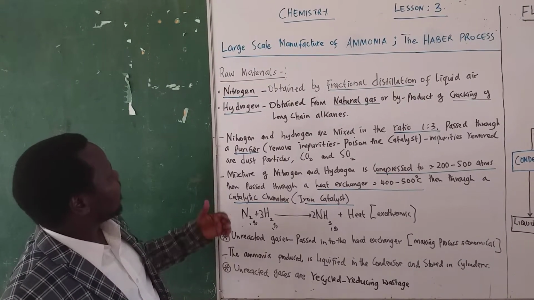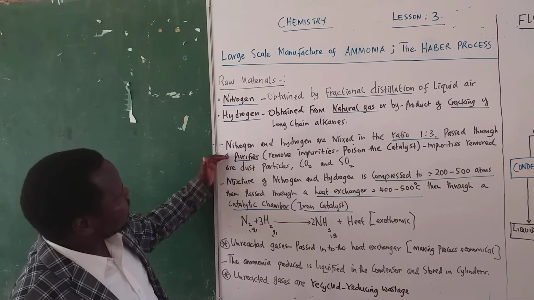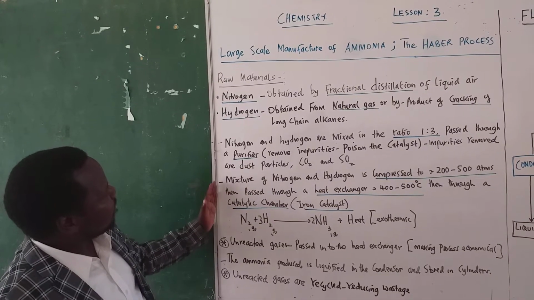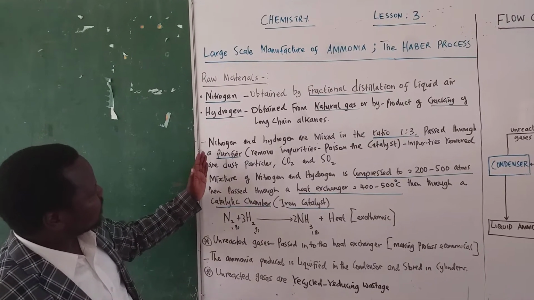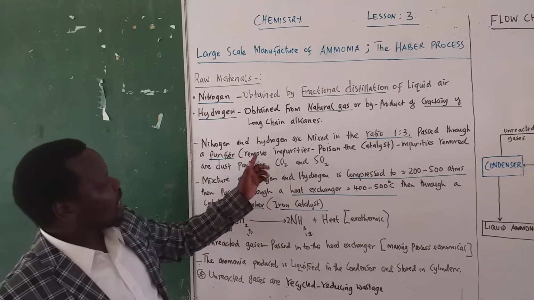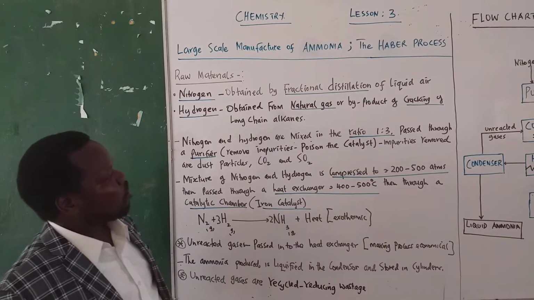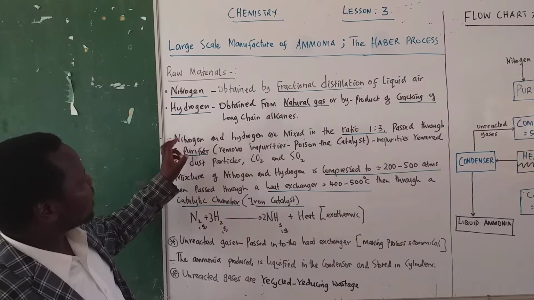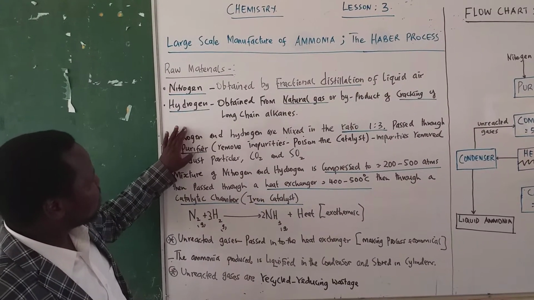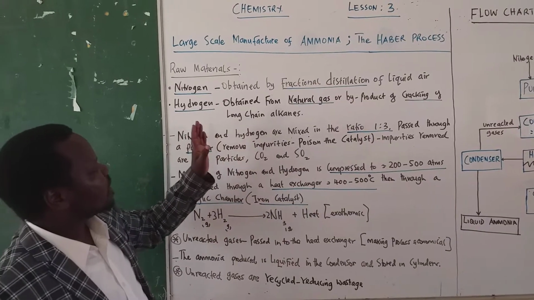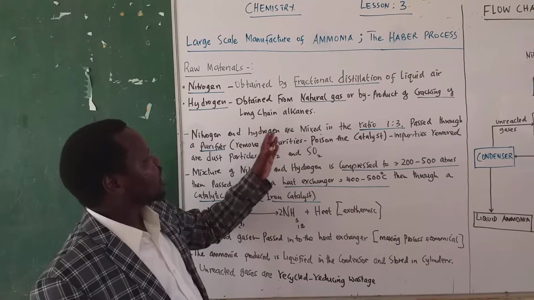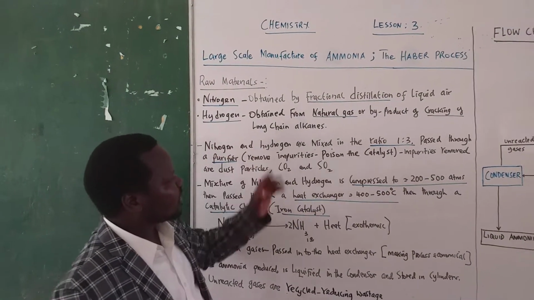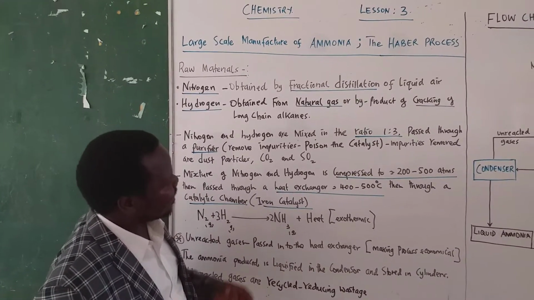Now, in the manufacture of this ammonia, the Haber process, nitrogen and hydrogen are mixed in the ratio 1 to 3. It means for every 1 mole of nitrogen, you require 3 moles of hydrogen. For every 1 of nitrogen, 3 of hydrogen is required.